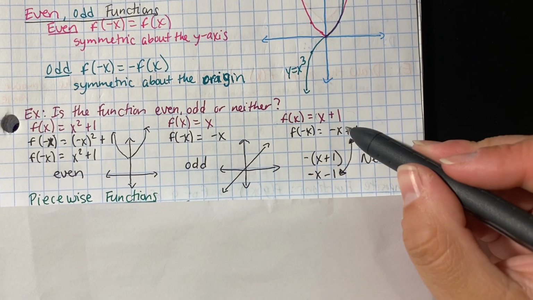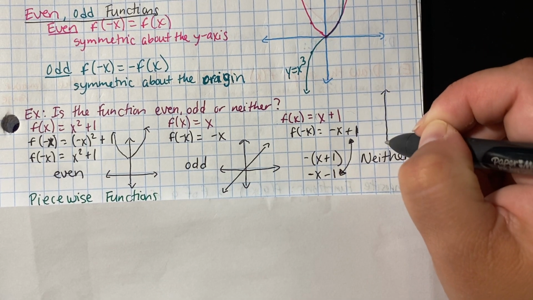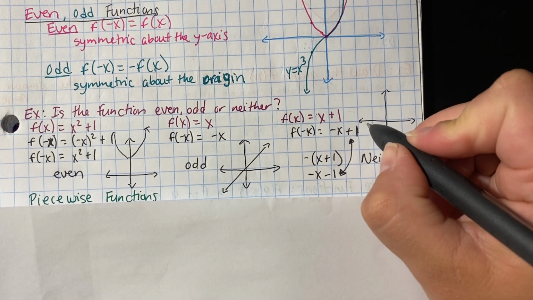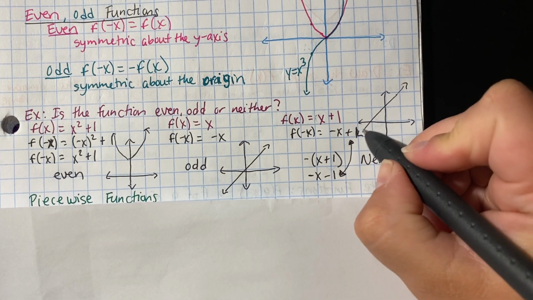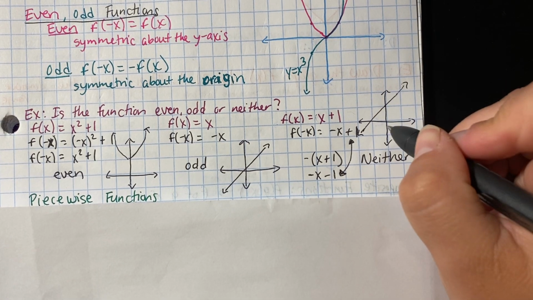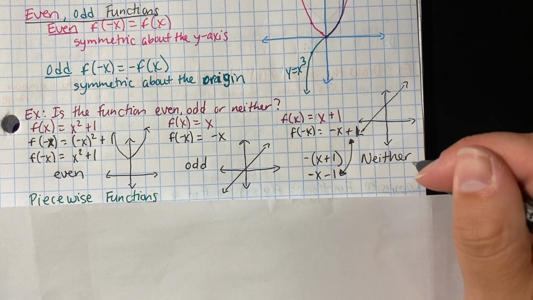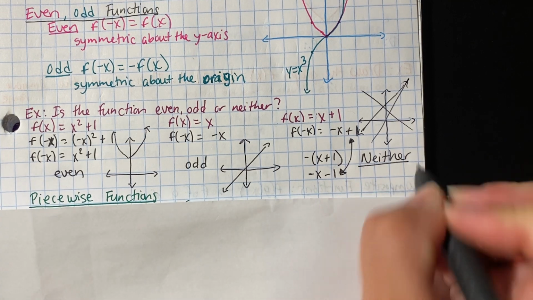If you graphed this one, you don't need to graph them every time, I'm just showing you why. You'll see that because it moved up 1, you can't just spin them around the origin. They won't line up. So that's why this one is not going to work, and it's neither.